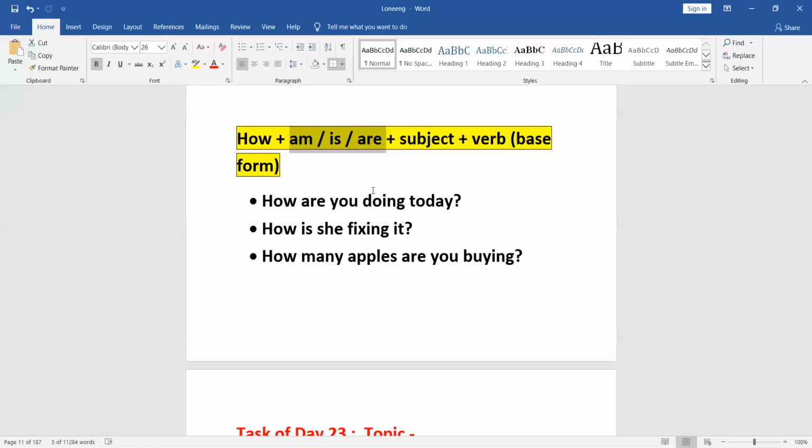So my mom is asking, how is she fixing it? How is she going to do it? She's just curious because she likes the vase and she wants it to be fixed. So she's asking, how is she fixing it? And I would say, yeah, she's going to use glue to fix the vase. Understood? How many apples are you going to buy?